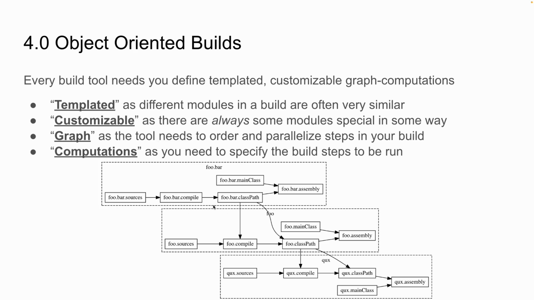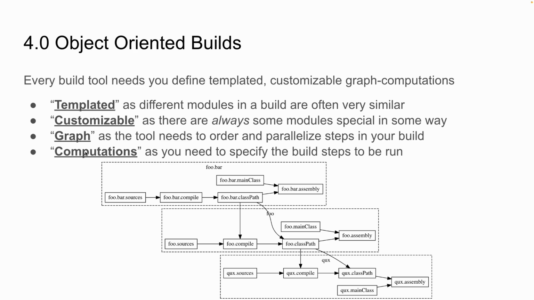So this is what a typical build graph looks like for any multi-module Java project, and it needs to be templated because all the modules look almost the same. It needs to be customizable because they're not actually the same. There will be some tweaks here and there, like this class path not having any upstreams, whereas these class paths have different upstreams. It needs to be a graph because we need to know what order to run things or what we can parallelize. And we actually need computations to do the work.